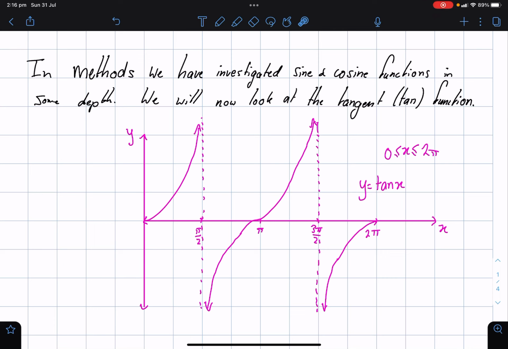So today we're extending on our trigonometric work, looking at now the tangent function, or the tan function. So we've done a fair bit of work with sine and cosine, all right? But now we're going to start looking at our third guy, the tan function. So the tan function is very different to the sine and cosine functions, okay?